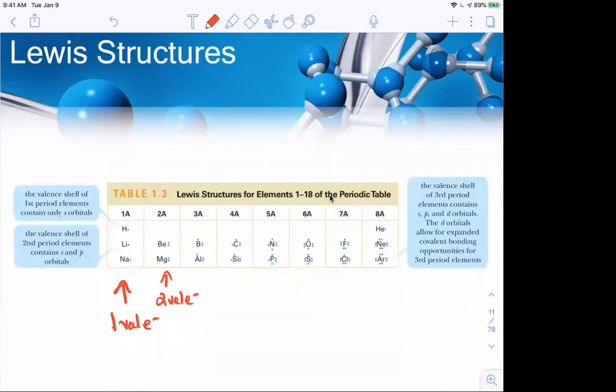So for anything in 1A, I have a single valence electron in an s orbital. For anything in 2A, I have 2 valence shell electrons in an s orbital. As I go from 3 till 8, I start filling those 3 p orbitals in any given shell. And you can tell that I'm going from group 1A all the way to group 8A. These are my noble gases.